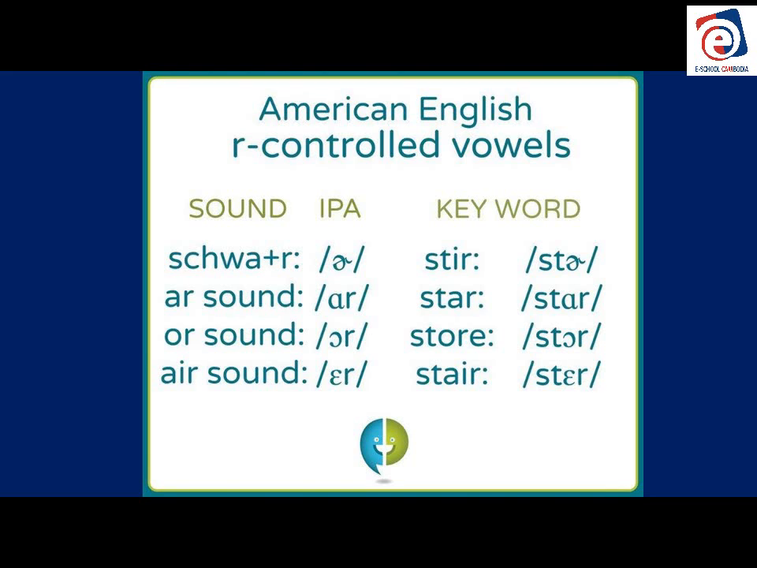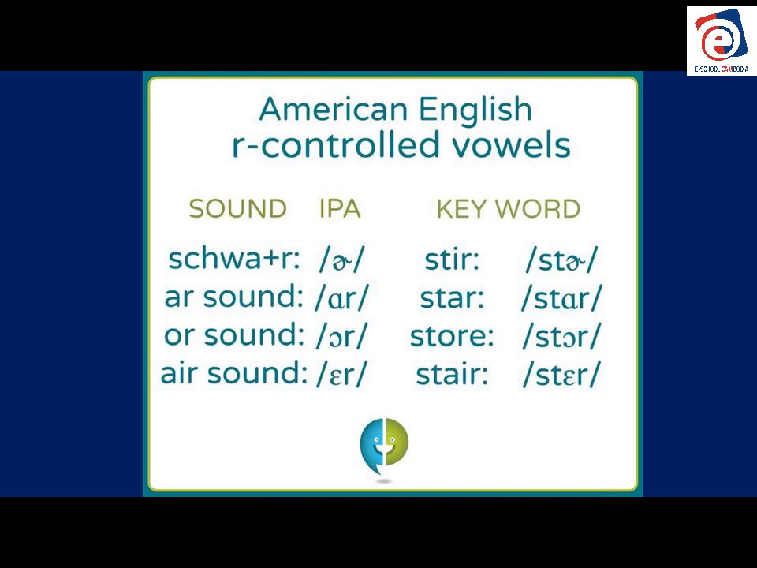It's called the R-controlled vowels. Americans say their R different from the British and Australians and New Zealand. We say what's called a strong R sound. The name of the letter is R, but the sound of the letter is different. The British would say the name of the letter, but they would not make the strong R sound.